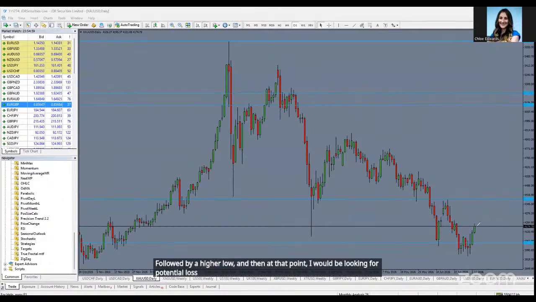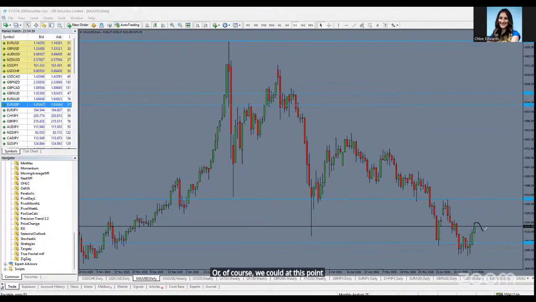Or of course, we could at this point see a lower high, a return to the downtrend. If that gets beneath this level, then I will be bearish. So any return beneath this horizontal level here, 4047.38-ish, any return below that level and I will be bearish again.